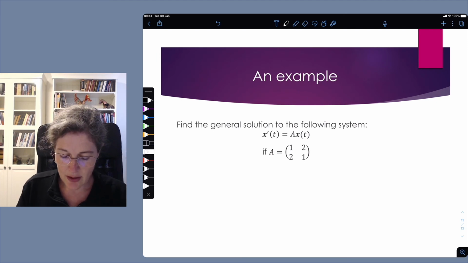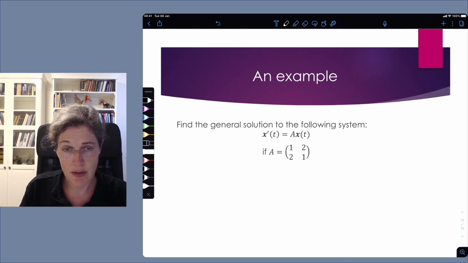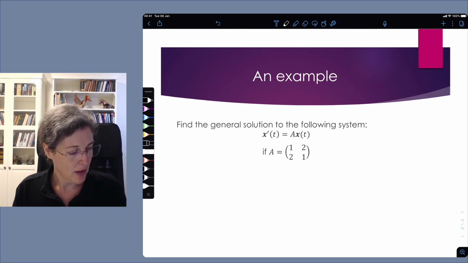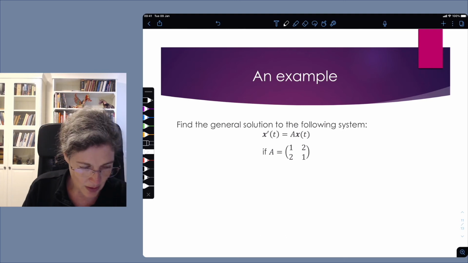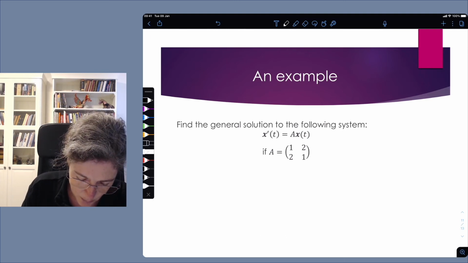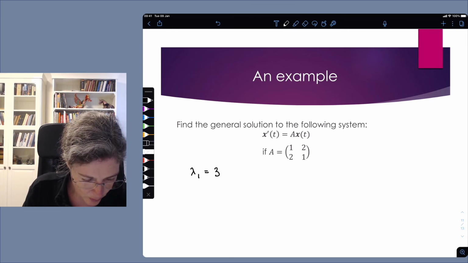So we want to find the general solution to the following system, and it should look hauntingly familiar. We've actually done most of the work for it. So here we go. We found in the previous part that we had a first eigenvalue of 3, which had an associated eigenvector.